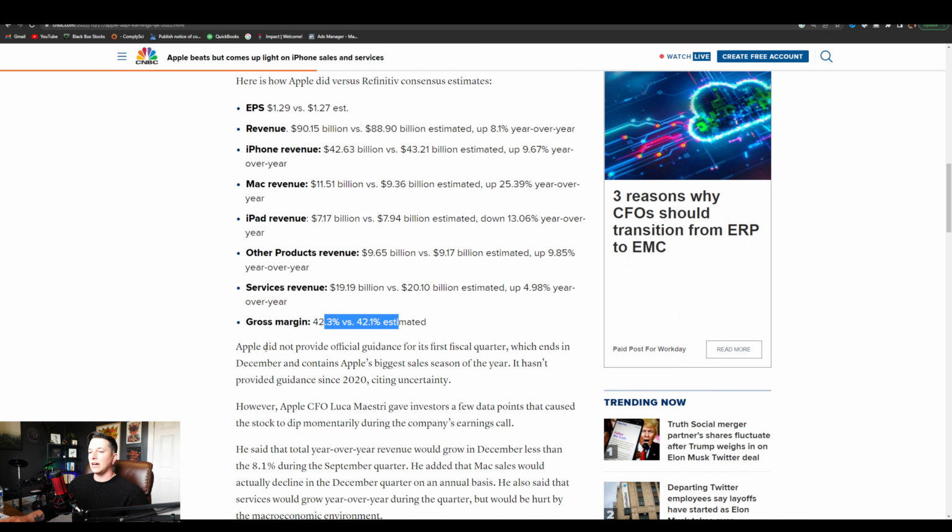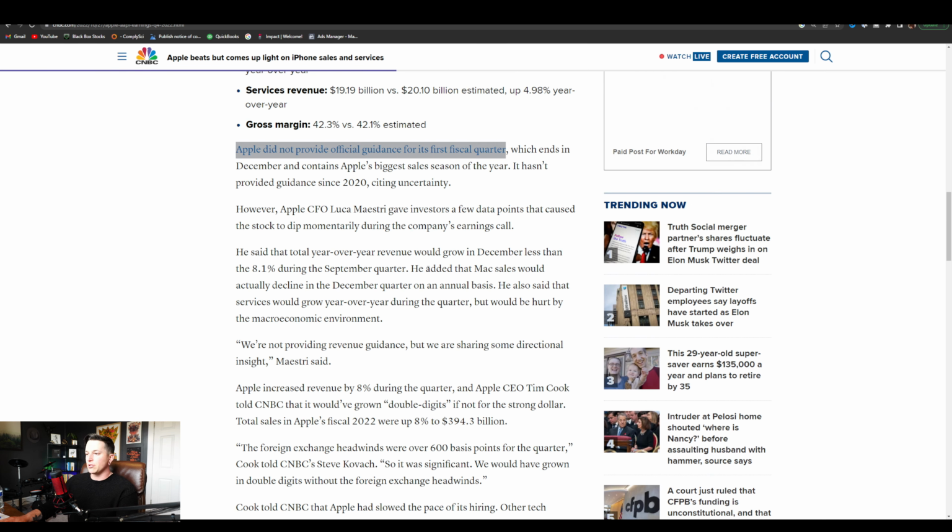Now, Apple did not give guidance, which is a good and a bad sign, in my personal opinion. Not giving guidance is bad, sort of, because they're not confident enough to actually give guidance. But it's also not a bad thing because they could have just given poor guidance, tried to be safe, and the stock probably would have taken a hit. So pretty good numbers, to be quite honest.